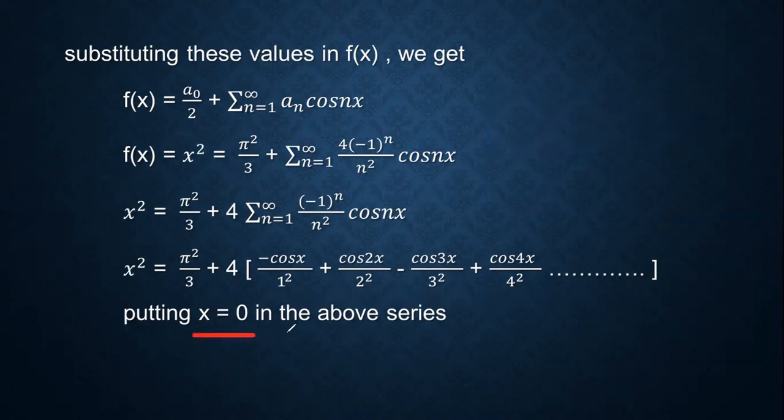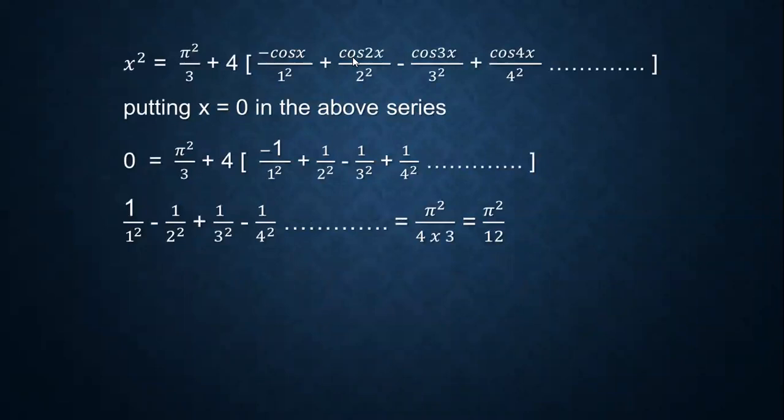So if you put x equal to 0 in the above series, what will you get? Cos 0 value is 1, so minus 1 by 1 square, plus cos 2 into 0 value is also 1, so 1 by 2 square. Next, minus cos 3 into 0 value is also 1, so minus 1 by 3 square plus 1 by 4 square, and so on. Here x value is 0. Let the LHS be x square, so 0 square, you will get 0. 0 is equal to pi square by 3 plus 4 into this entire series, by putting x equal to 0.